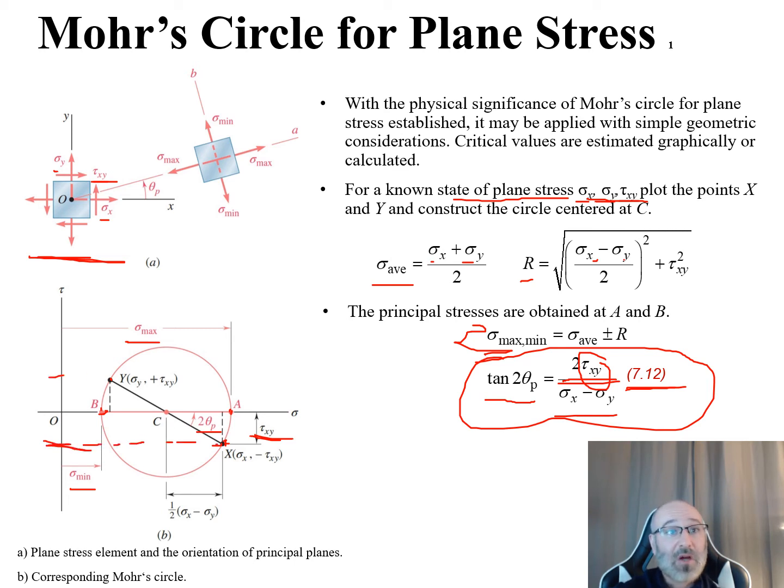And the same up here, we go up a value of our tau xy to get to our y like that. So now we can also see as we come over from our center a distance of 1/2 of sigma x minus sigma y to get that location there. So our coordinates for our x are going to be sigma x, because we're just moving there, comma, a negative tau xy, because we're going down below that axis. Whereas over here we have a sigma y value, and we have a plus tau xy, because we're going up in our tau axis. So that's how we can get our coordinates for our x and our y on the circle.